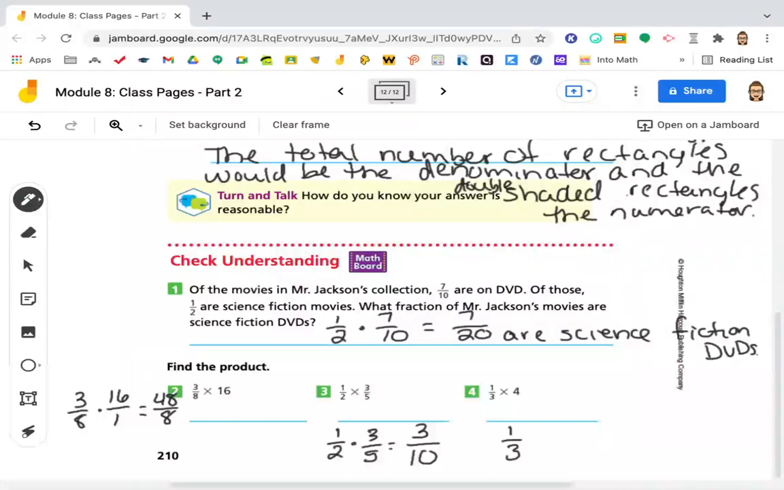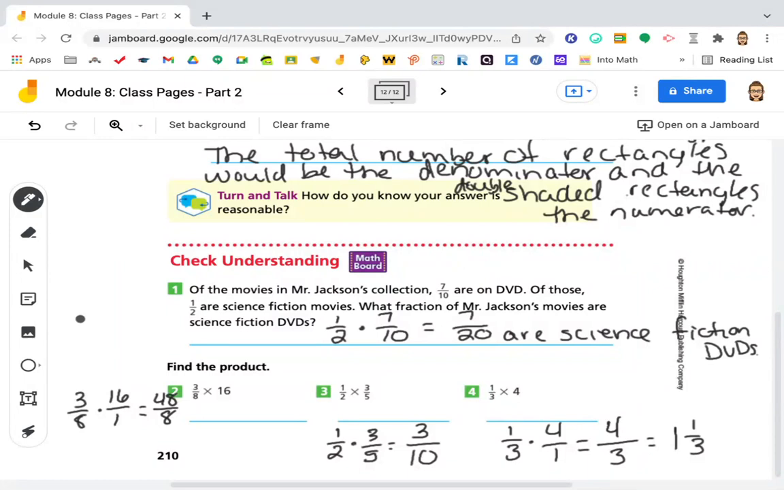Then we have 1/3 times 4, and we're going to put it over 1. So always put your whole number over 1. And we have 1 times 4 is 4. And then 3 times 1 is 3, which can be simplified to 1 and 1/3 if you would like.